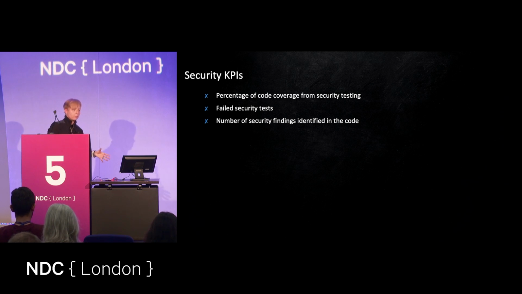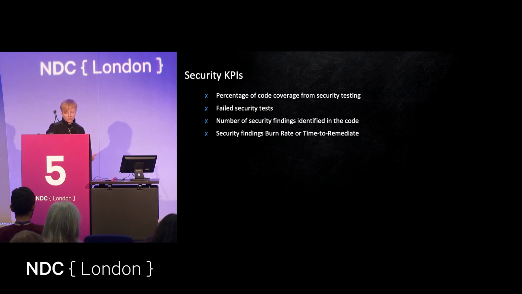Number of security findings identified in the code. So this is where we speak about the SAST tool, the static application security testing. Then another one is security findings burn rate or time to remediate. So how fast you're fixing the security findings, or we're going to die in backlog, which happens often. I have seen that.